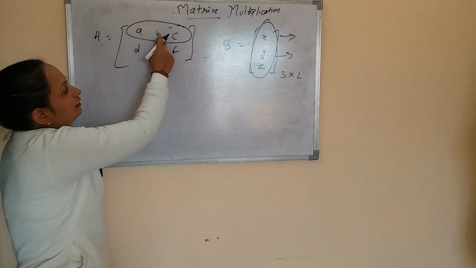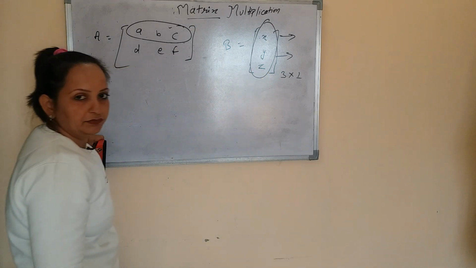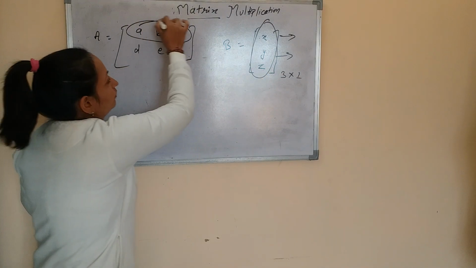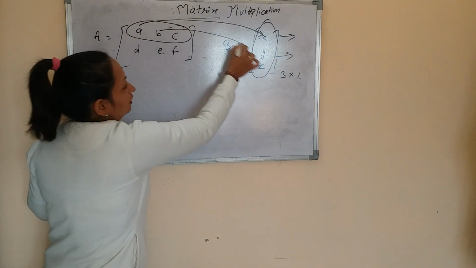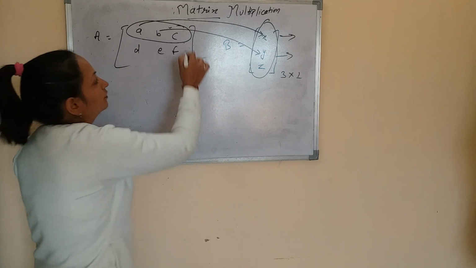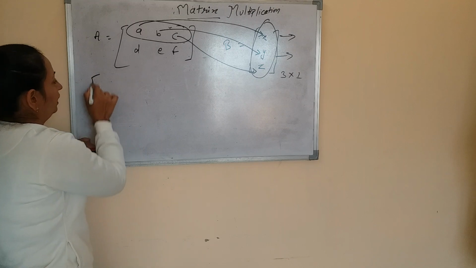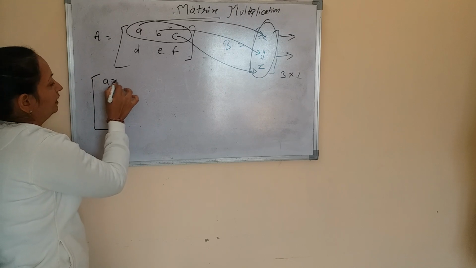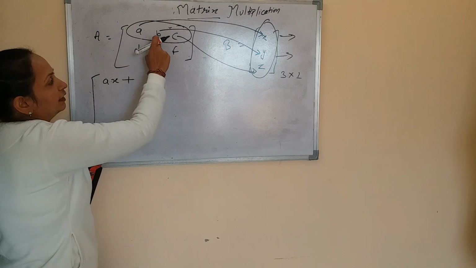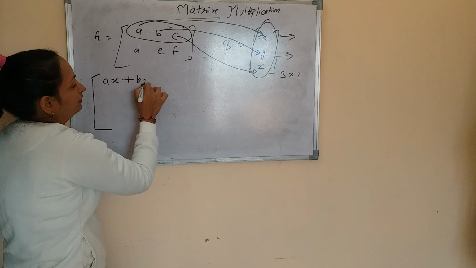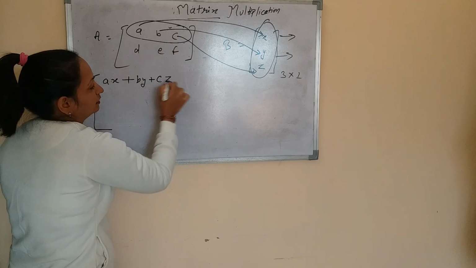As you can see, there are three elements in the first row, and here also we have three elements in the first column. We are going to multiply the first element to the first element, the second element to the second element, and the third element to the third element. And then we are going to add these, just like ax: I am multiplying a to x, then adding a plus sign, then multiplying b to the second element y, then again adding a plus sign, and then multiplying c to z.